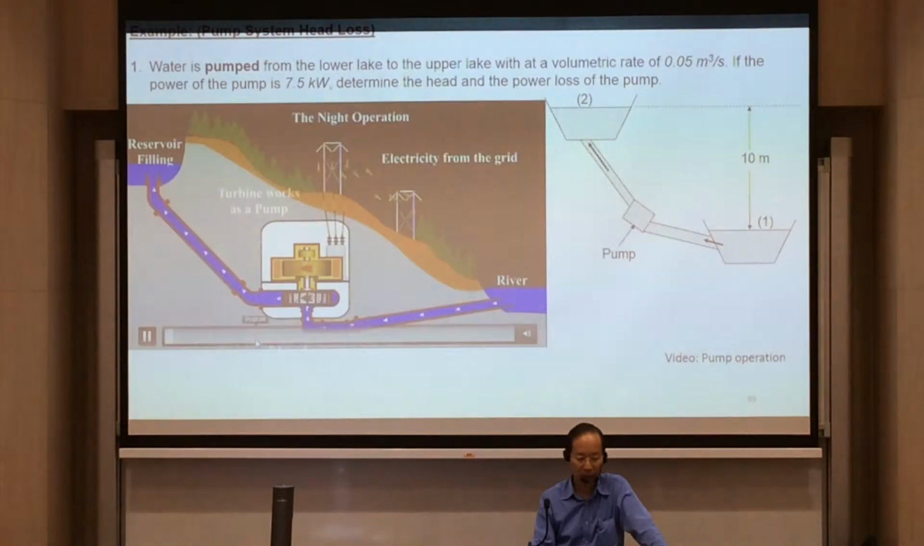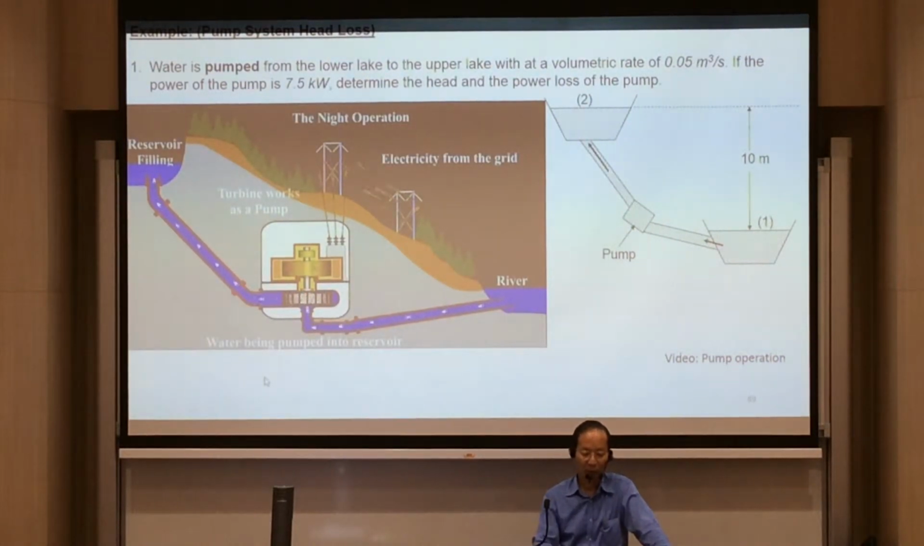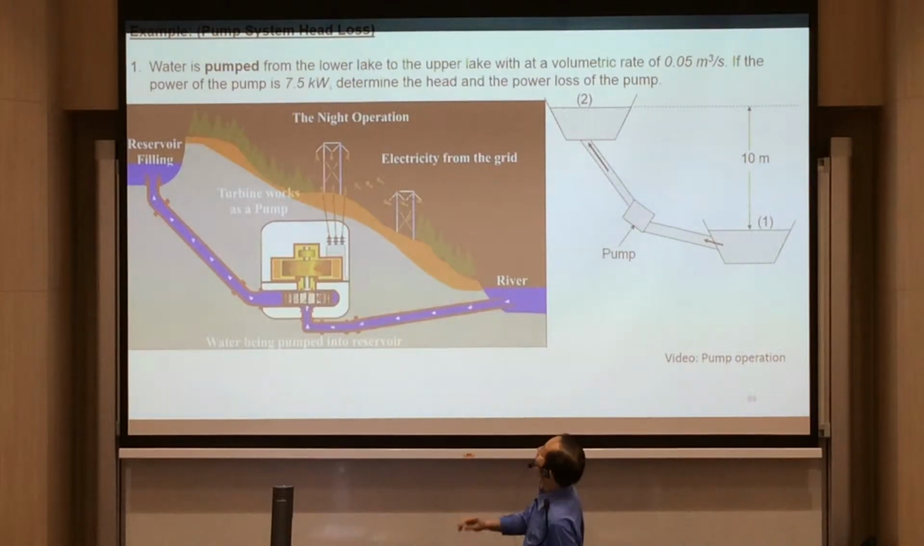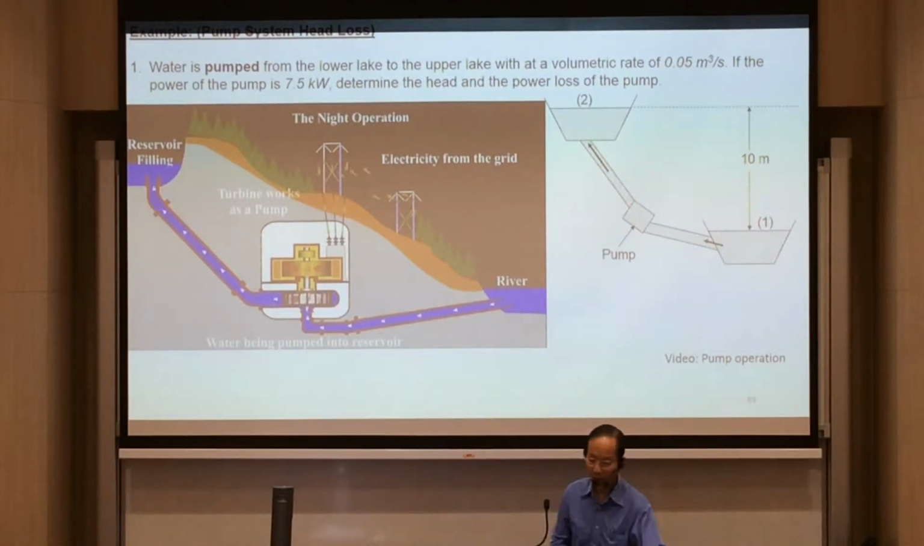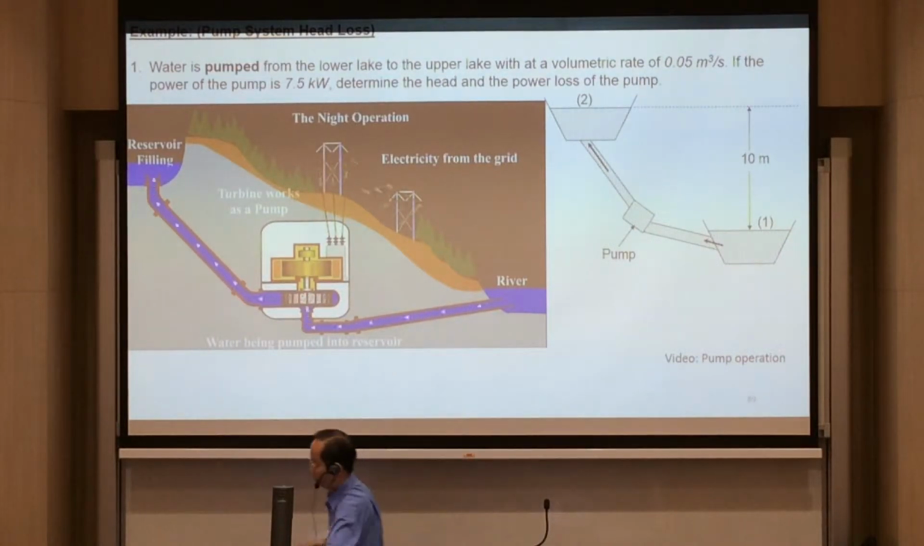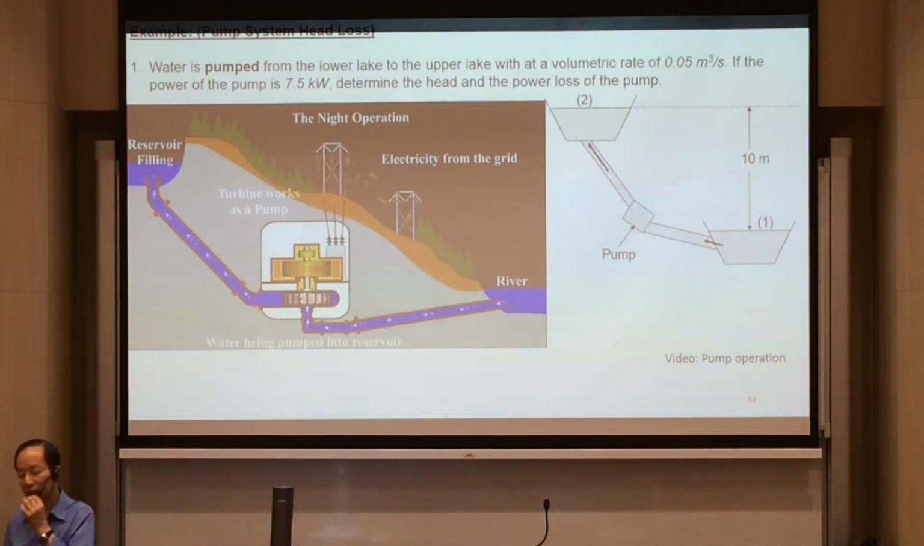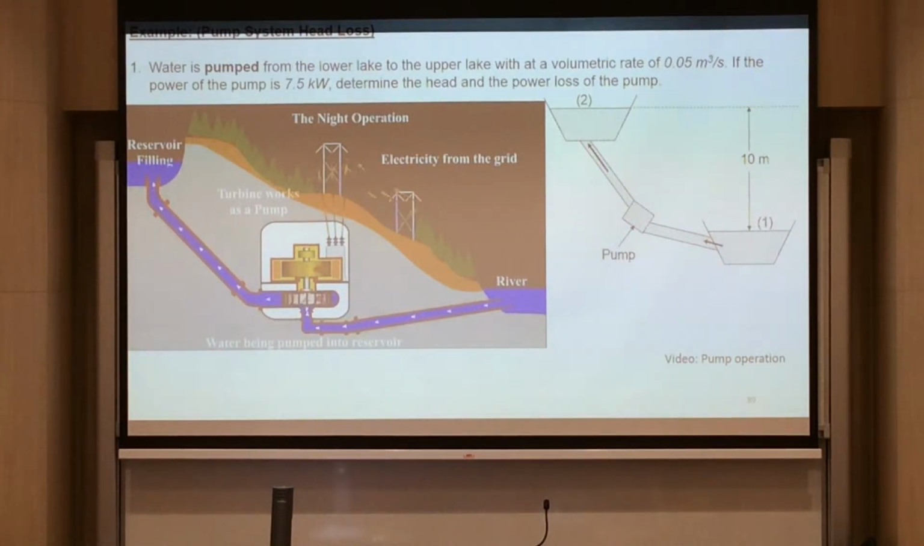Hopefully it works. Okay, it is possible. If you look at it carefully, you can recognize this actually is a turbine in reverse operation. At night, the turbine becomes a pump. Become a pump, it requires energy. So it takes the energy from the electrical grid to rotate it, and it pumps the water from the lower river to the reservoir or upper river.